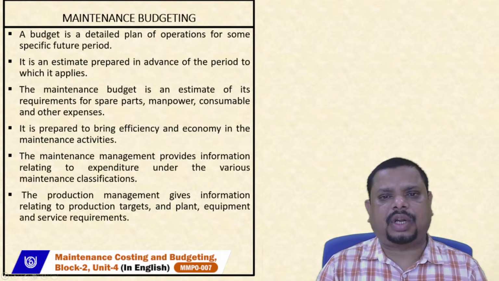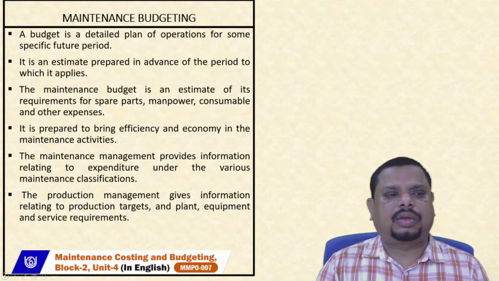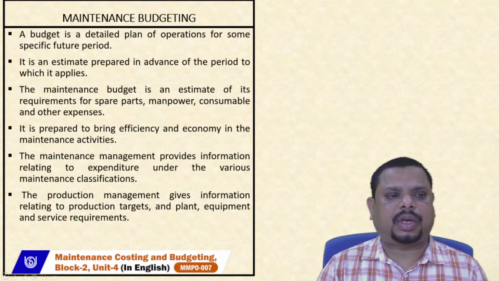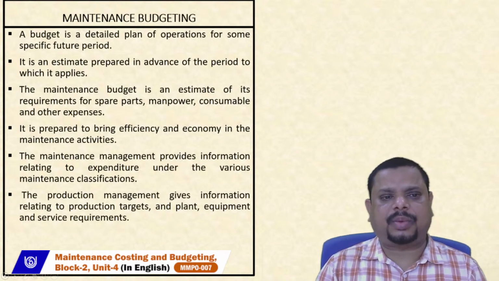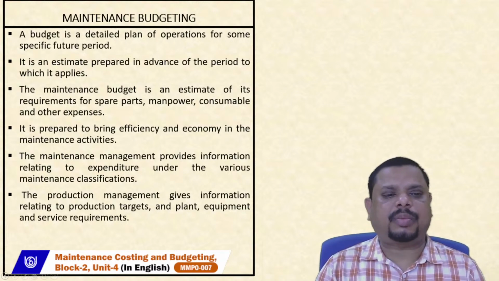So if you go to the fundamental concept of budgeting, it's a detailed plan of operation for some specific future period. So budgeting is the most important parameter of your maintenance. It is an estimate prepared in advance of the period to which it is applied, and the maintenance budget is the estimation of requirements of spare parts, manpower, consumables, and other expenses.